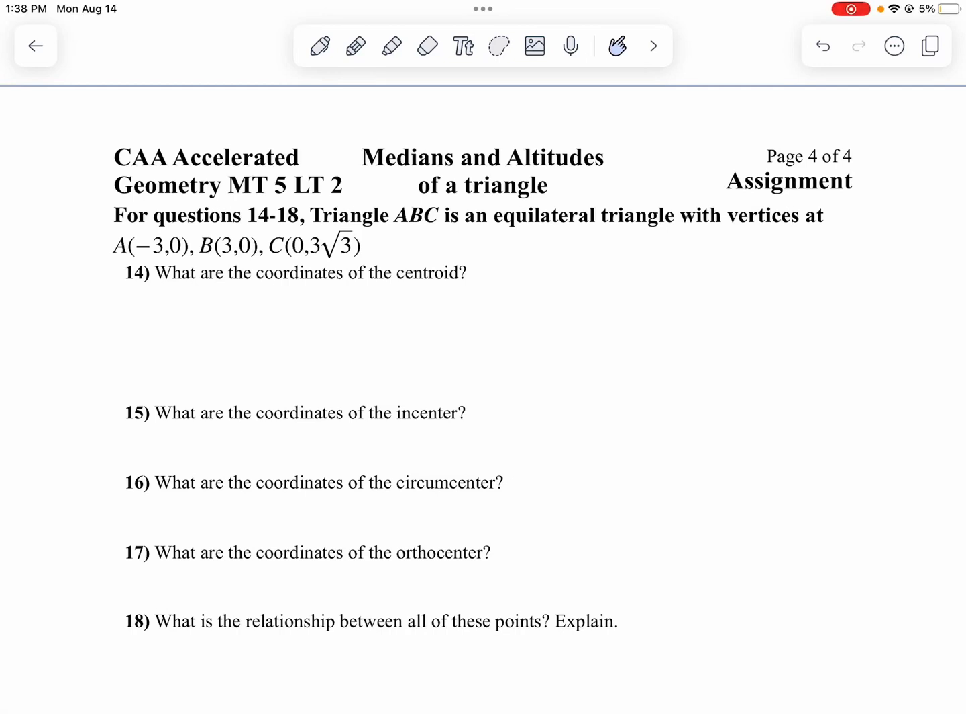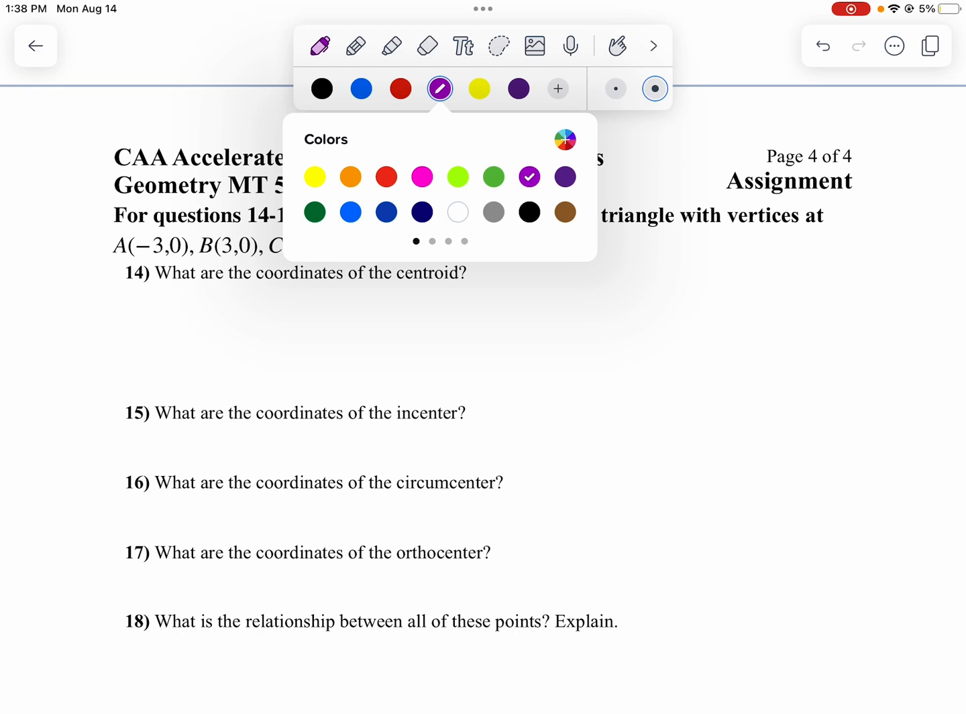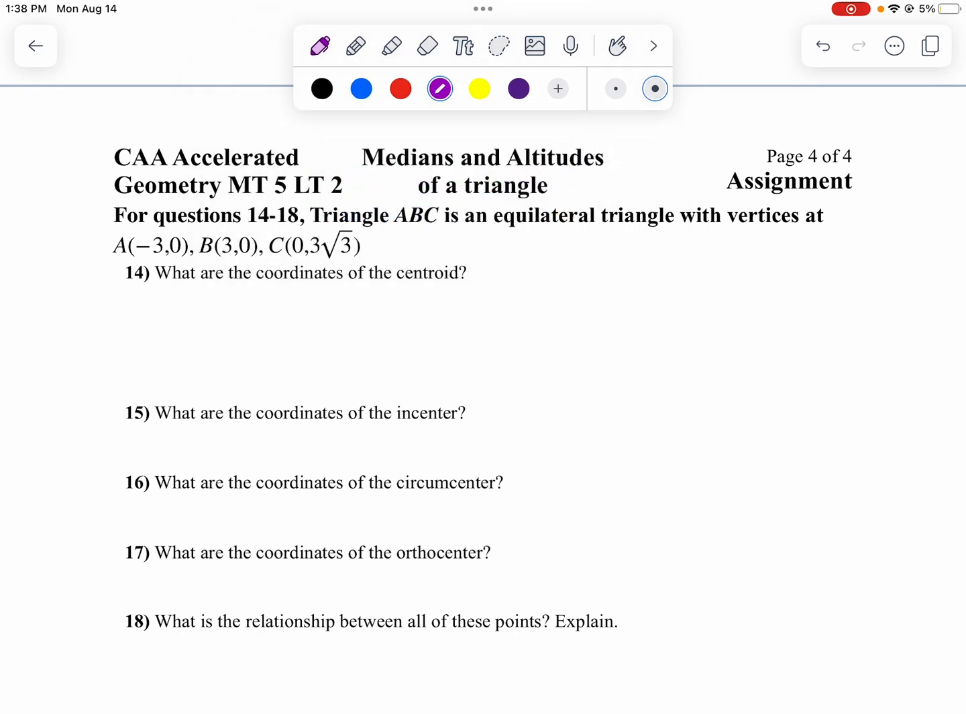And let's take a look at the last page here. We want to find the centroid of this circle. So I think on question 14, I'm just going to do it algebraically. So I know the center is going to be at -3 plus 3 plus 0 divided by 3.